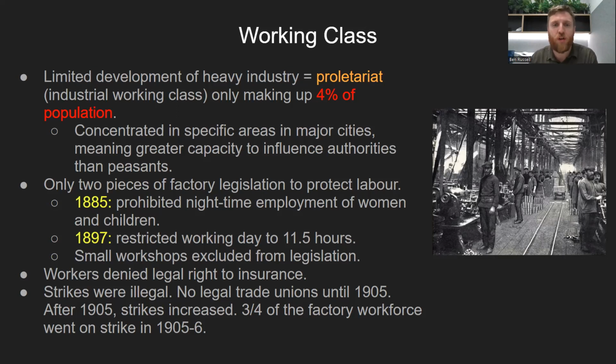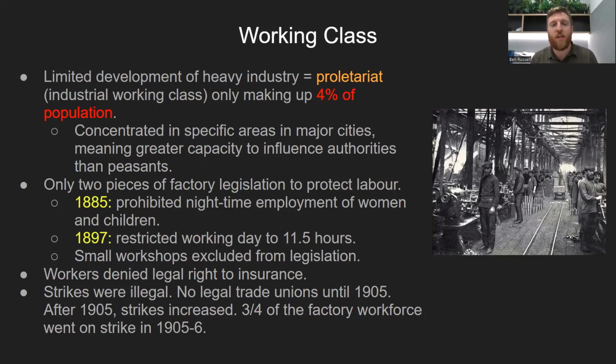Small workshops were excluded from these 2 pieces of legislation as well, which is significant as it was largely in small workshops that most proletariat workers worked. So they weren't actually included in this legislation, meaning that people worked longer than 11.5 hours. Women and children did often work at night.